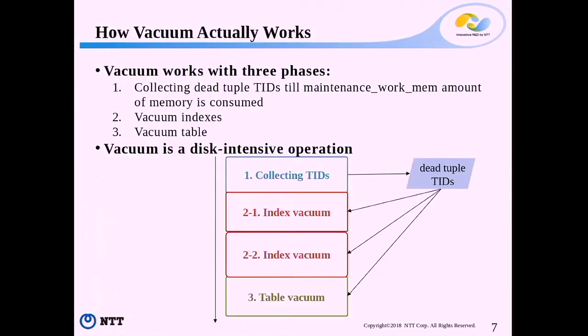So next, let me explain how vacuum actually works. Vacuum works in three phases if the table has indexes. At the first phase, vacuum collects the garbage TIDs until the maintenance_work_mem amount of memory is consumed. At the second phase, vacuum vacuums all indexes one by one. And at the third phase, we vacuum the table. During vacuum, we read and write a lot of pages, so I can say vacuum is a very disk intensive operation.